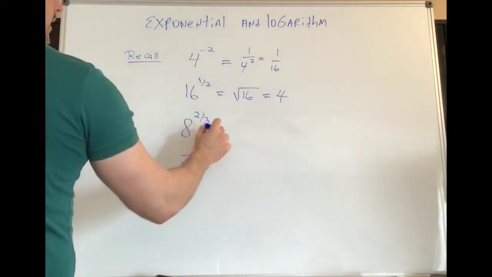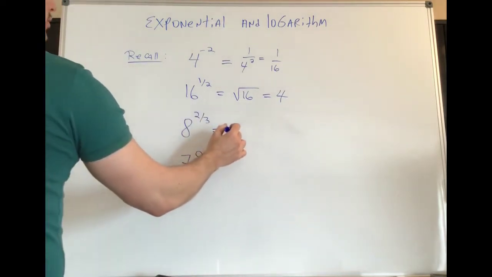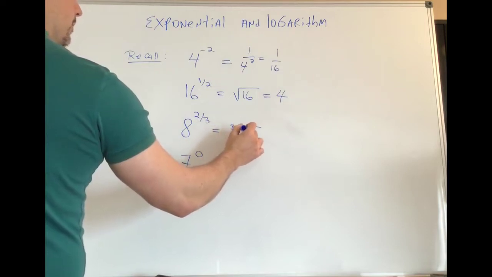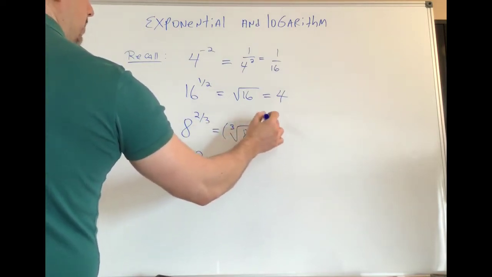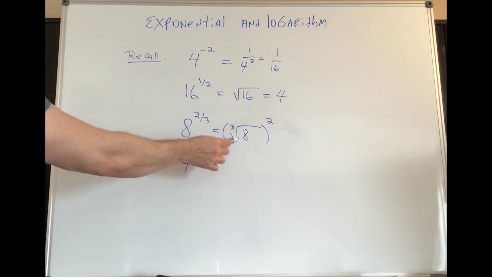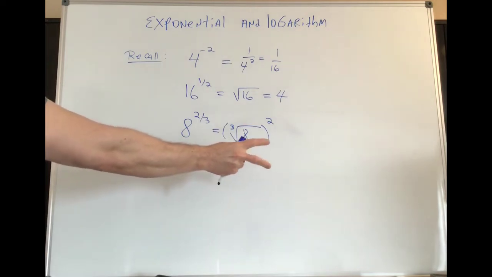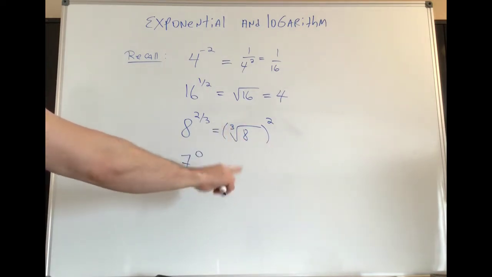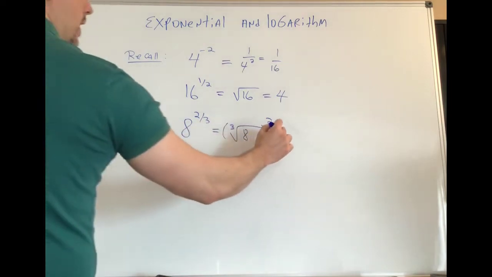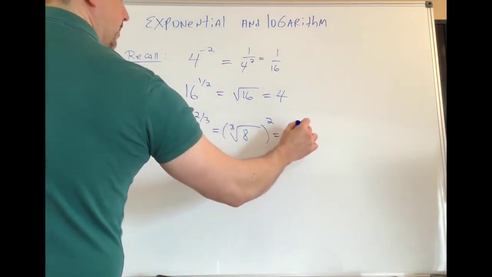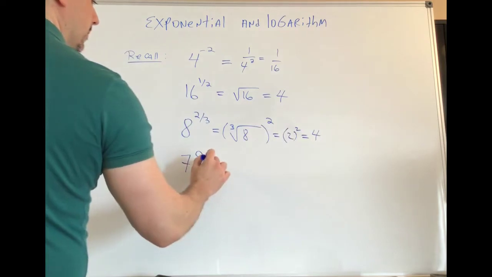Now, this one, again, the bottom number was a root, and the top number was a regular power. So first you would take the cube root of 8, which is 2, because 2 times 2 times 2 is 8. And then you would square that. So you get 2 squared, which is also 4.